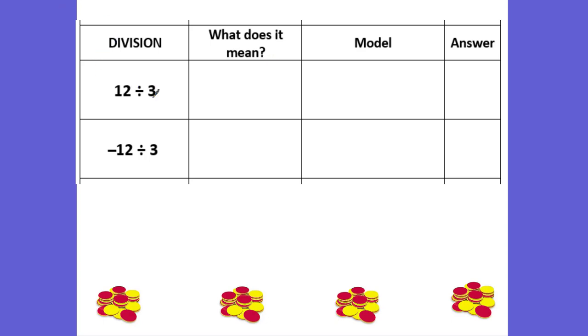So our first problem is 12 divided by 3. The 12 represents the total chips, or total counters, that you have. We have 12 total. The 3 is going to represent the number of groups. So we want to take these 12 chips and we want to put them in 3 groups, all equal sized. So what exactly does it mean? It means 12 equally shared, or split, or divided into 3 groups.